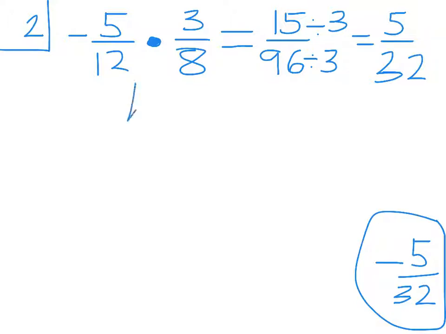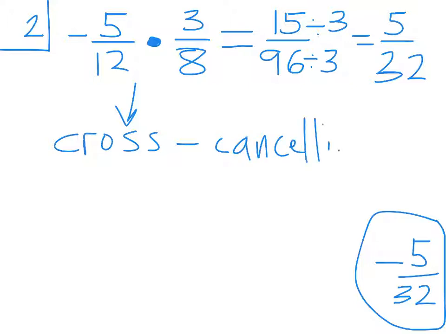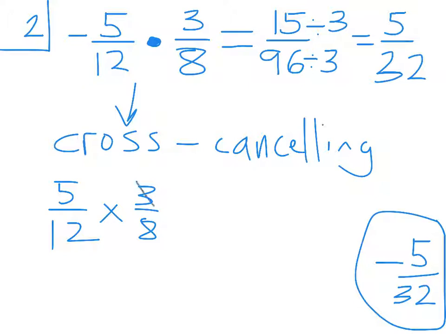But again, I'm going to show you the shortcut here, which is called cross-canceling. I'm going to do the same thing, but with 5/12 times 3/8. Now, 5 and 8 do not simplify, but 3 and 12 do. What goes into 3 and 12 if we were going to simplify it? 3 does. 3 divided by 3, we get 1. 12 divided by 3, we get 4.